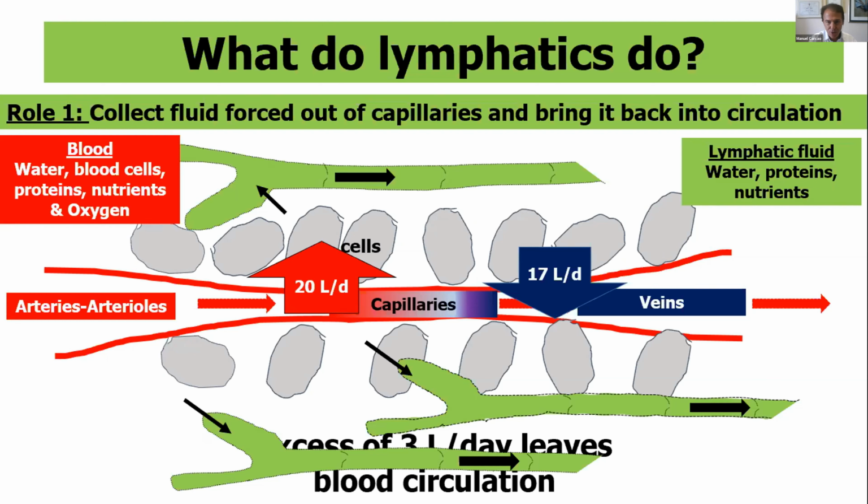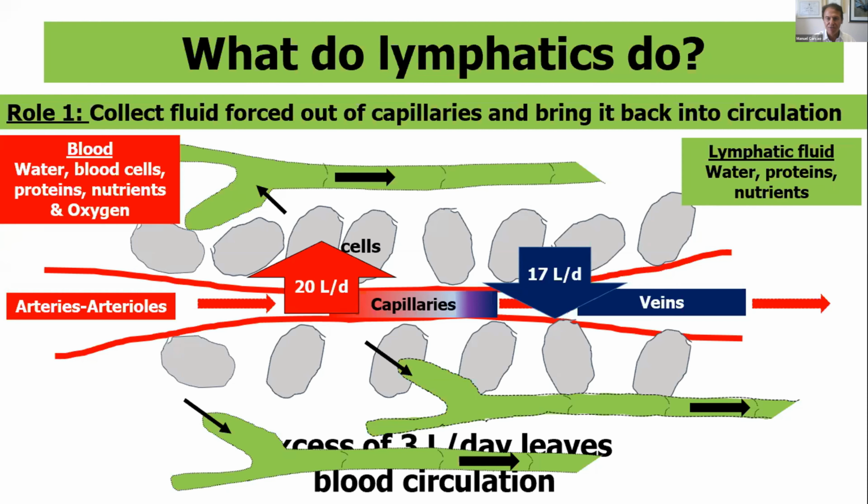And lymphatic fluid, which is what's in these lymphatics, is different from blood. And the main difference is that lymphatic fluid doesn't have the blood cells because the blood cells don't leave the capillaries. They're too big to leave. But it does have water, it does have protein, and it does have nutrients. It doesn't really have oxygen because the oxygen is used up by the cells. And so that lymphatic fluid every day has to be returned back to our circulation.